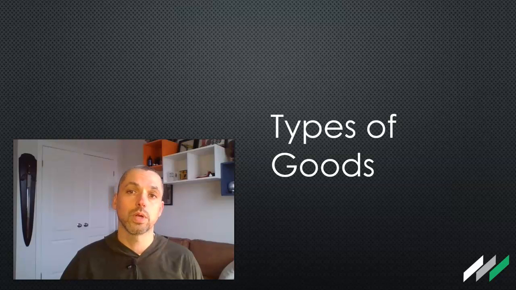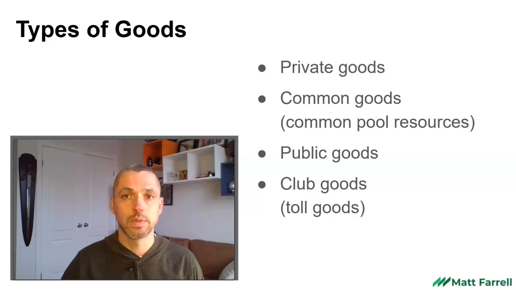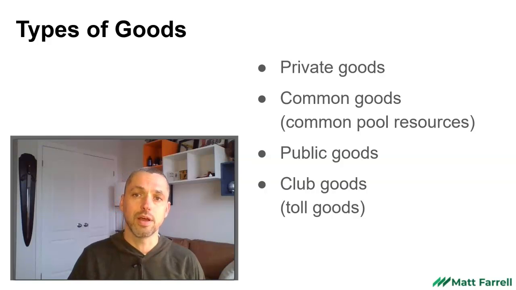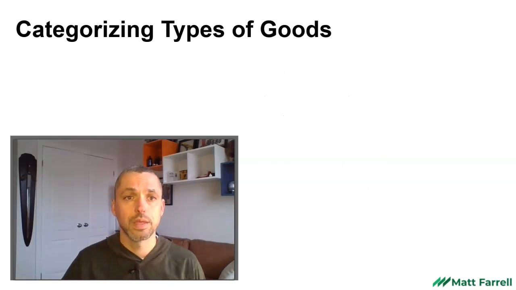In this video, we're going to look at different types of goods. We can group goods into 4 different categories. There are private goods, common goods or common pool resources, public goods, and then club goods. Each one of these has different characteristics and will have a different method of provision and consumption.